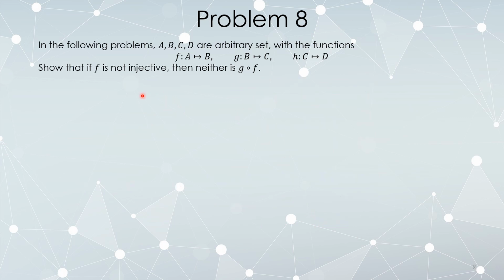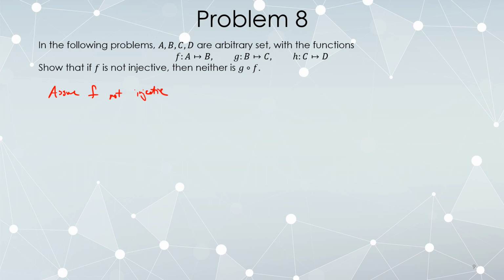Continuing along with similar problems, now let's show that if f, the function going from the set A to B, is not injective, then the composition g of f cannot be injective either. So we get to assume that f is not injective.